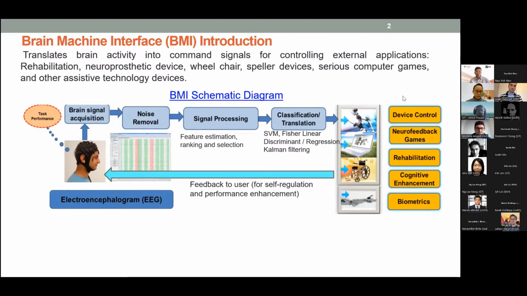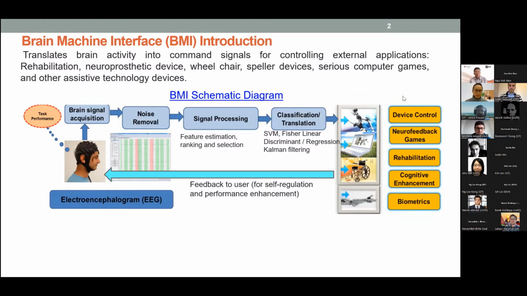A BMI translates brain activity into different command and control signals for controlling external devices, depending upon what applications we want to use, be it for rehabilitation, developing prosthetic devices, wheelchair control, speller devices, serious computer games, or any other assistive technology devices.